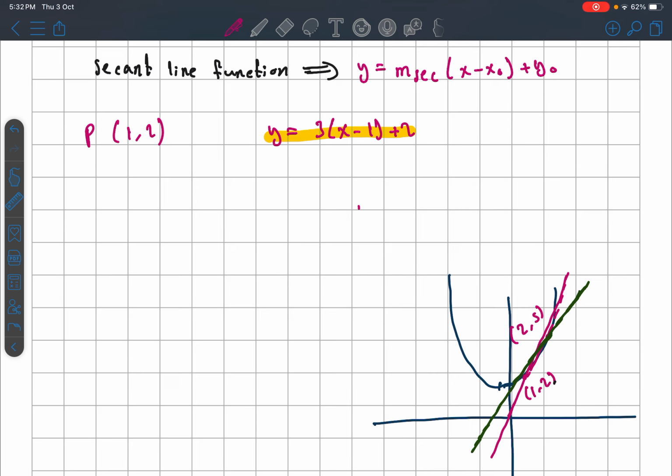Okay, second thing we should write now: pick (1, 2), the same point, and get another point closer to the first one. So we take 1.05 and 2.1025.